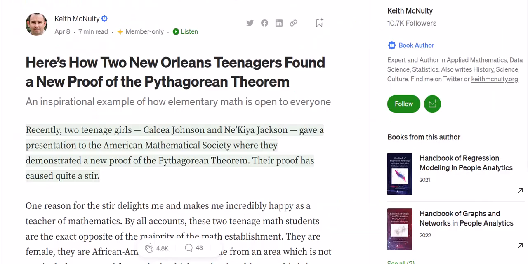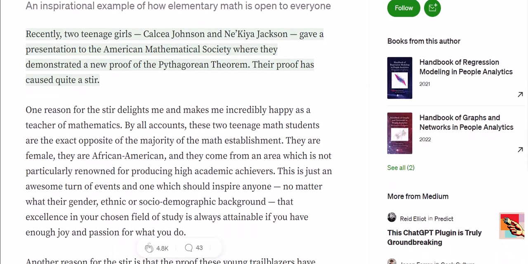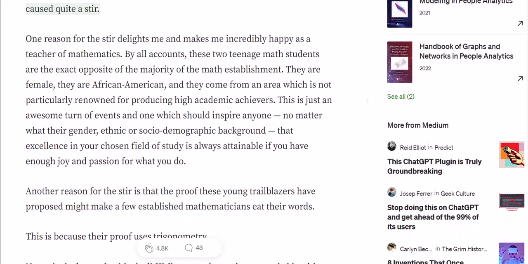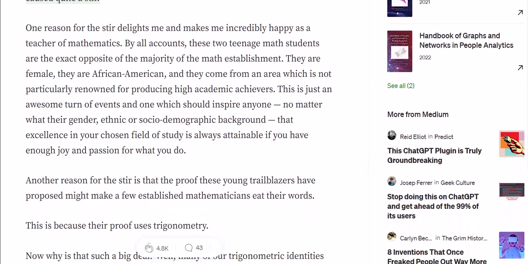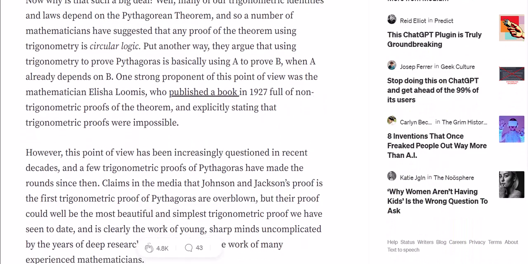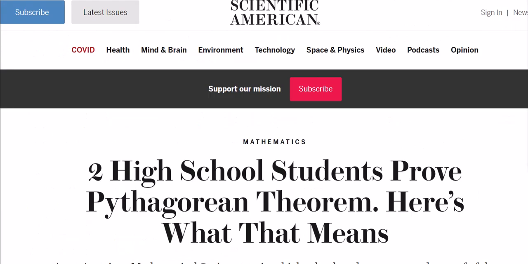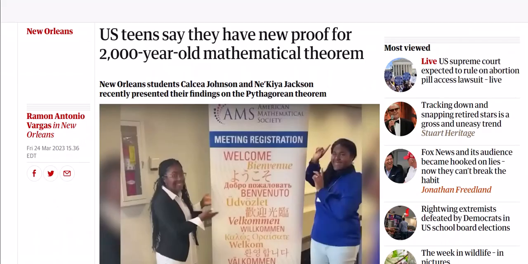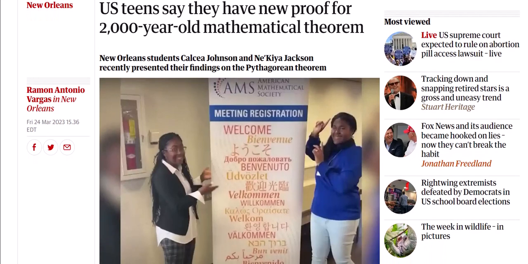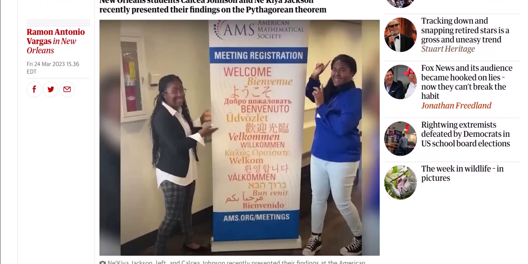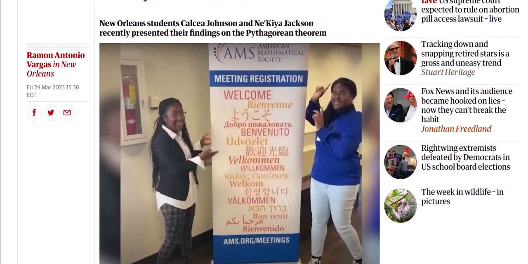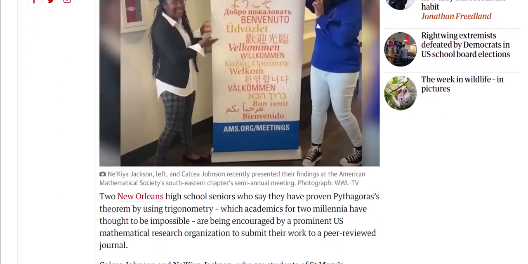It's fascinating that one of the most recent proofs was found by two teenage girls from down in the South. And it's really exciting, it's been widely discussed, and it's worth a read. And what's really cool is we don't have too many proofs of the Pythagorean theorem from females, let alone teenagers, let alone people from New Orleans, probably. So, pretty cool.